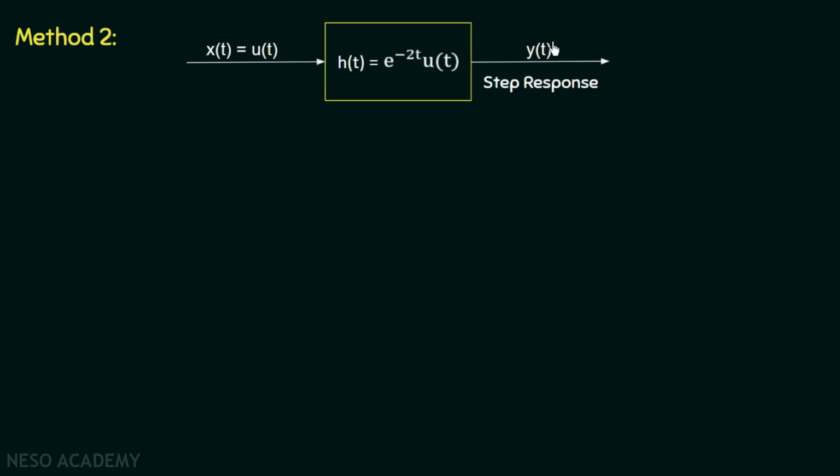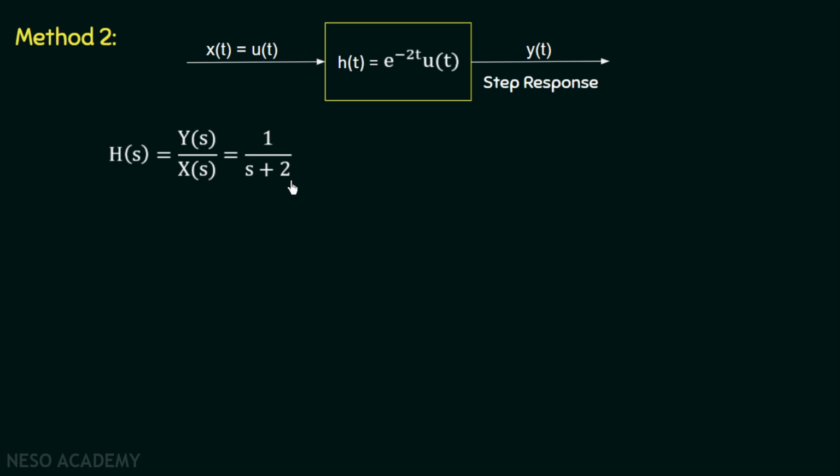In this method, we will first find the transfer function of this system, and we all know that the transfer function is the Laplace transform of output to the Laplace transform of input. So we have the transfer function H(s) equal to Y(s) over X(s) equal to 1 over s plus 2. We know if we take the Laplace transform of impulse response of the system, we will get the transfer function. And the Laplace transform of e power minus 2t u(t) is equal to 1 over s plus 2. So the transfer function of this system is 1 over s plus 2.